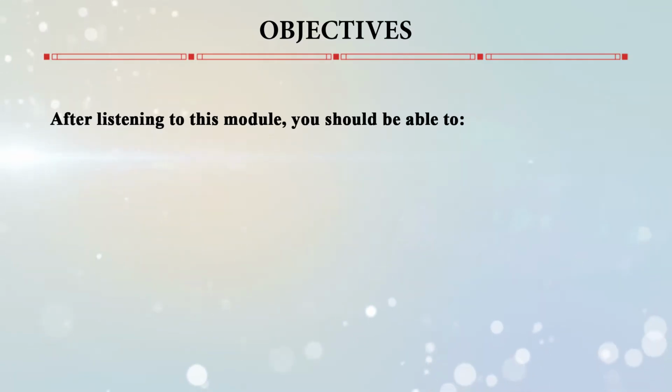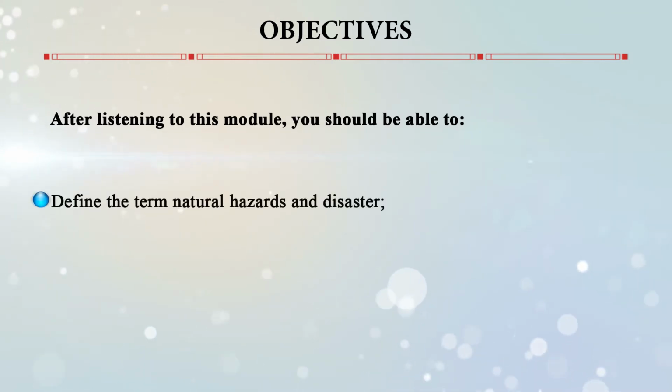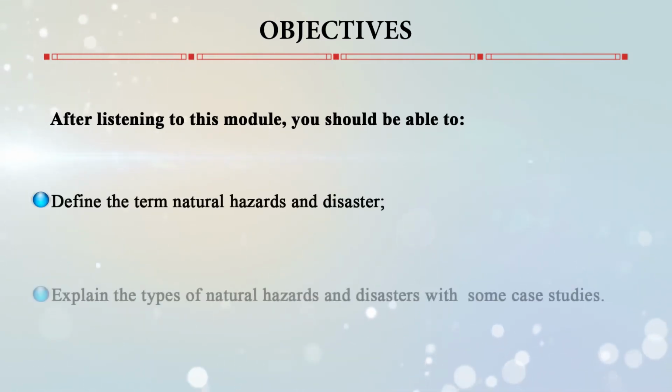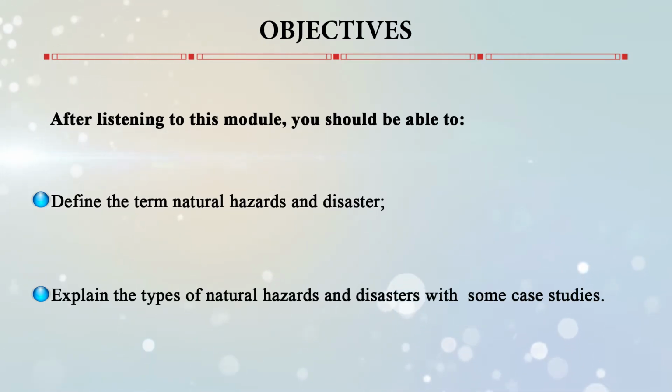So first, let us define natural hazards as well as disasters. Now the objectives of the first module include the definition of natural hazards and disaster, that is, after listening to this module you would be able to understand and define the terms hazards and disaster and explain the types of natural hazards and disasters with some case studies.